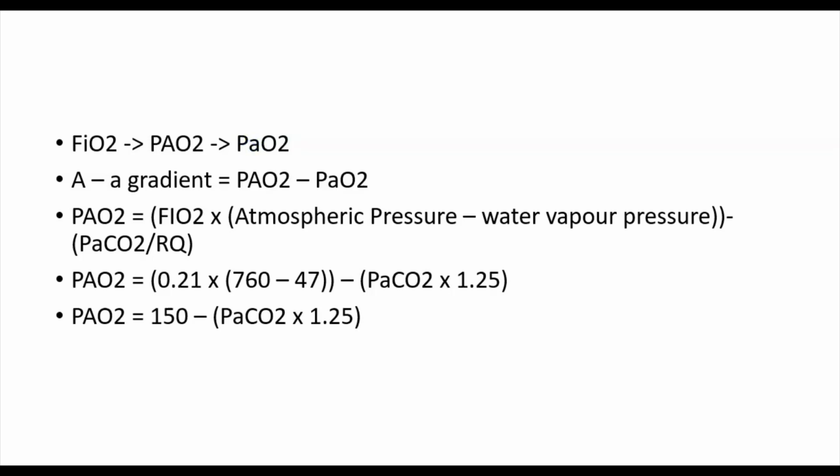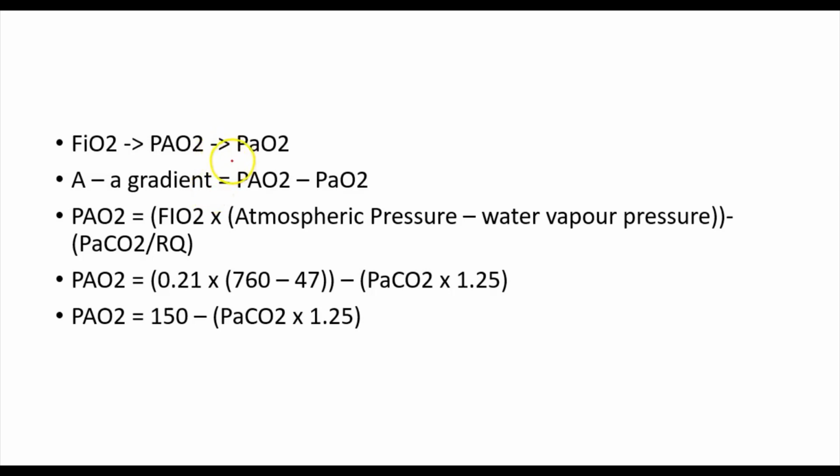Now we can assess how well oxygen is being extracted from the alveoli into the arterial circulation by looking at something called the alveolar-arterial gradient, or AA gradient, which is essentially the alveolar oxygen pressure minus the arterial oxygen pressure. In a perfect system where all the oxygen that's breathed in gets to the alveoli and all of that is extracted into the blood, we would expect an AA gradient of essentially nothing, or 0.